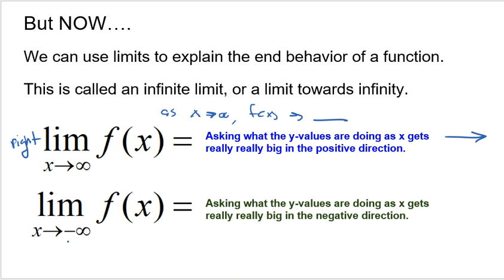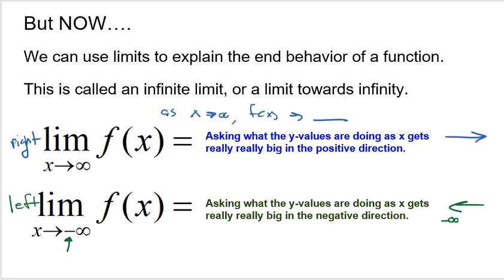So once again, here's looking towards the left. This is the left end behavior. What is the limit as x goes towards negative infinity? Negative infinity is towards the left. So again, we're asking what the y values are doing as x gets really, really big in the negative direction. Notice I'm not saying really, really small, because if x gets really small, that actually means closer to 0. No, we're not talking about 0 at all. We're talking about going way to the left, which is a negative big number, negative infinity, or way to the right.